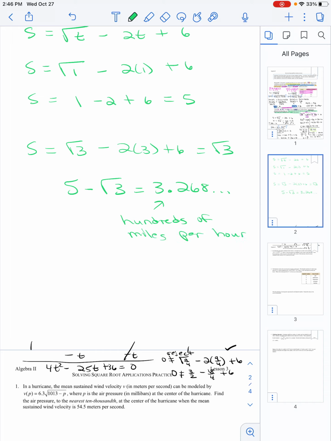And so they're asking in miles per hour. So really what you're going to need to do is move the decimal 2 places to the right. So it would really be 326.8 miles per hour. But since they wanted you to round to the nearest mile per hour, it would really be 327 miles per hour.